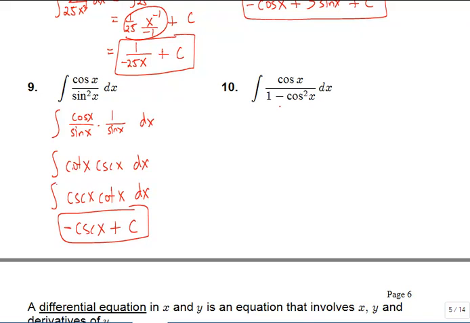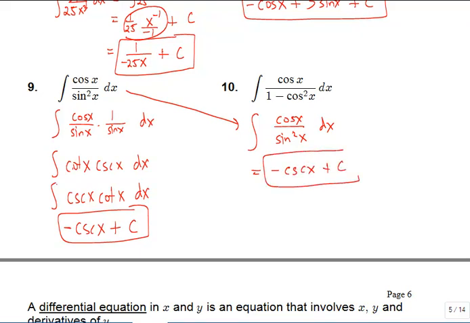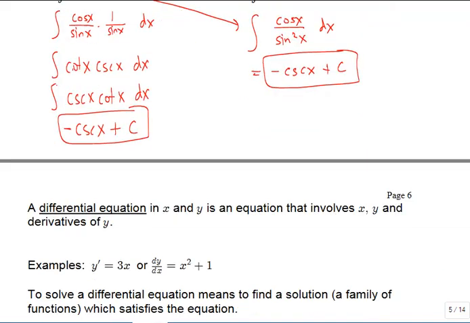We know that sine squared plus cosine squared equals 1. So 1 minus cosine squared is just sine squared of x. And this is now exactly that integral, which we already know the answer to is negative cosecant x plus c. So you might have to use some identities on some of these trig integrals to make them work out for you. So be on the lookout for that.